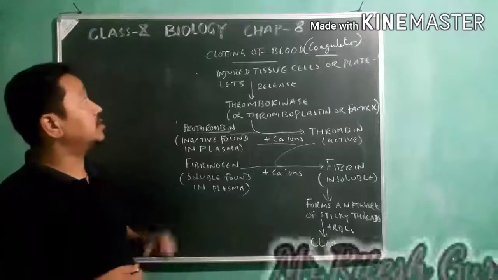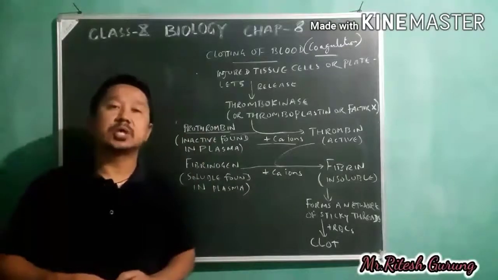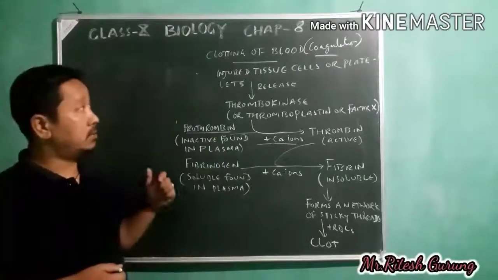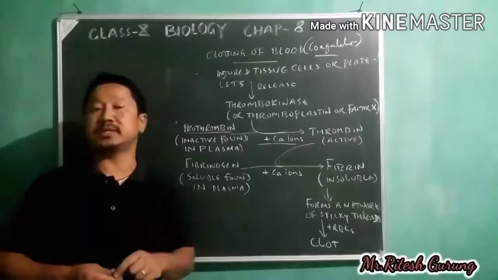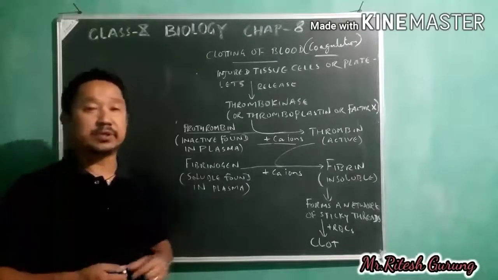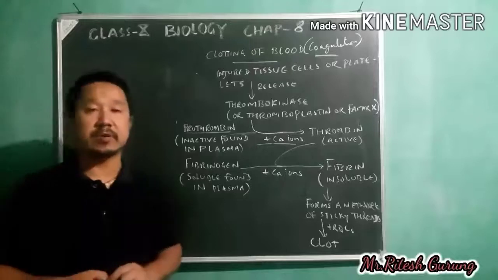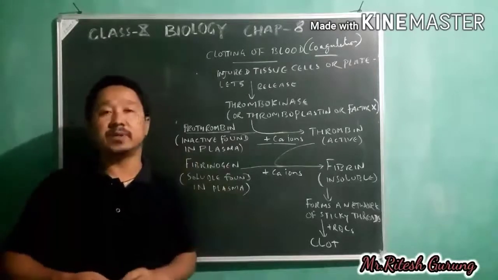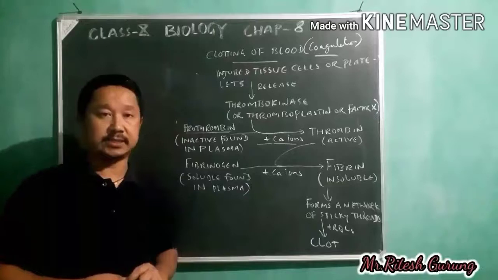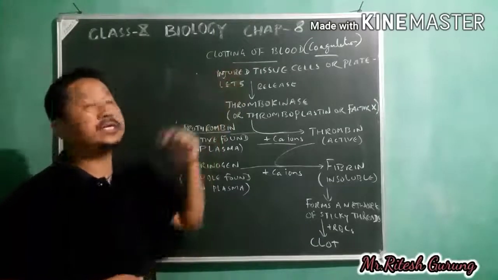Dear class 10, we'll continue chapter number 8, that is circulatory system. This chapter may take some more sessions because the chapter is too long. So today in this session we'll talk about the third type of blood cell called platelets, and also the clotting of blood.